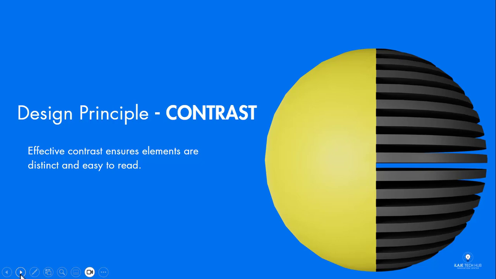The second design principle is contrast. Effective contrast ensures elements are distinct and easy to read. Imagine a poorly lit restaurant menu with light gray text on a white background. It would be straining to read, right? In UI and UX design, we use contrasting colors, fonts, and spacing to differentiate between elements. For example, text should have a good contrast against the background color, and buttons should clearly stand out from the rest of the interface.